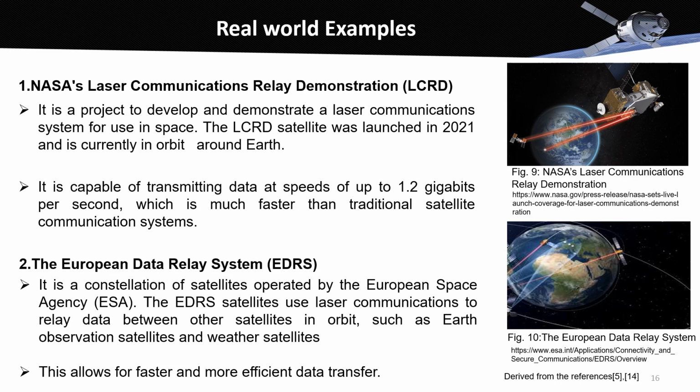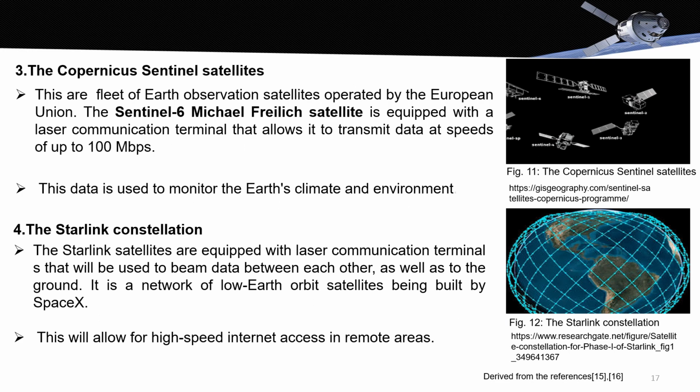traditional satellite communication systems. Next one is the European Data Relay System (EDRS). From figure 10, we can see the European Data Relay System. It is a constellation of satellites operated by the European Space Agency. The EDRS satellites use laser communication to relay data between other satellites in orbit, such as Earth observation satellites and weather satellites. Also, this allows for faster and more efficient data transfer. The next one is the Copernicus Sentinel satellite.